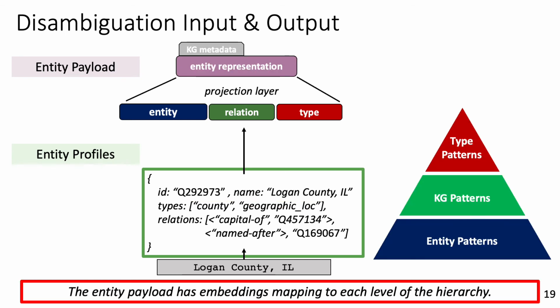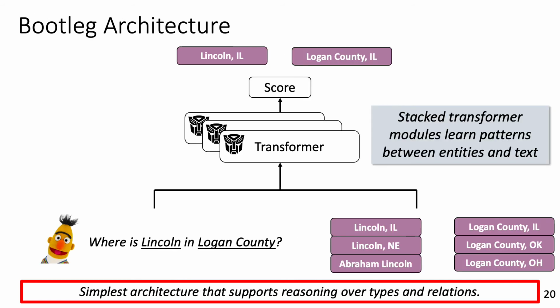So patterns learned over popular counties are going to transfer to rare counties through this embedding. So these embeddings get projected down and turned into our entity representation. And critically, again, we have a component of this entity payload that is mapped to each layer of the hierarchy. So this payload information, as well as the sentence information, is used in our neural model.